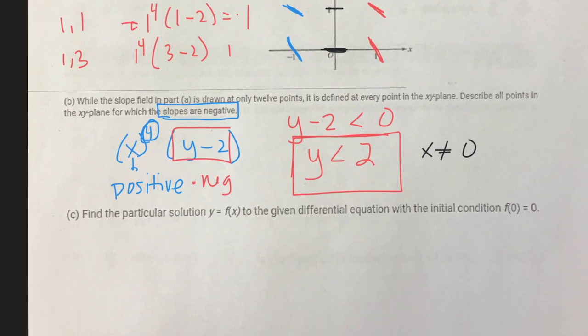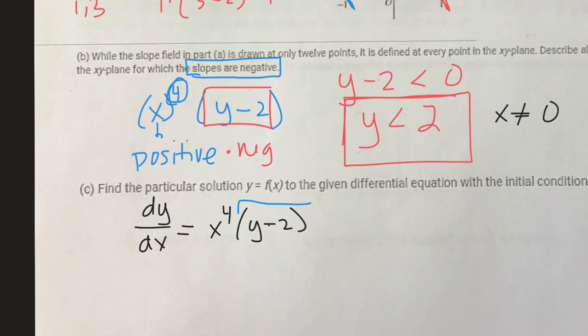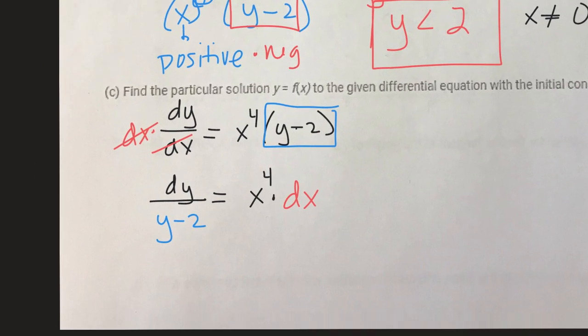Okay, so find the particular solution. Here is doing our differential equation stuff. dy dx equals x to the fourth times y minus 2. We're going to divide both sides by y minus 2, which moves it to the left side, and multiply both sides by dx, which moves it to the right side. Separation of variables: the y's go on the left, and the x's go on the right.